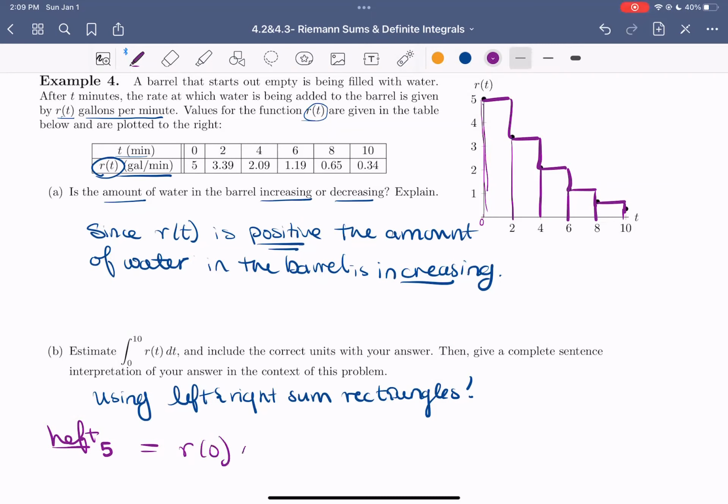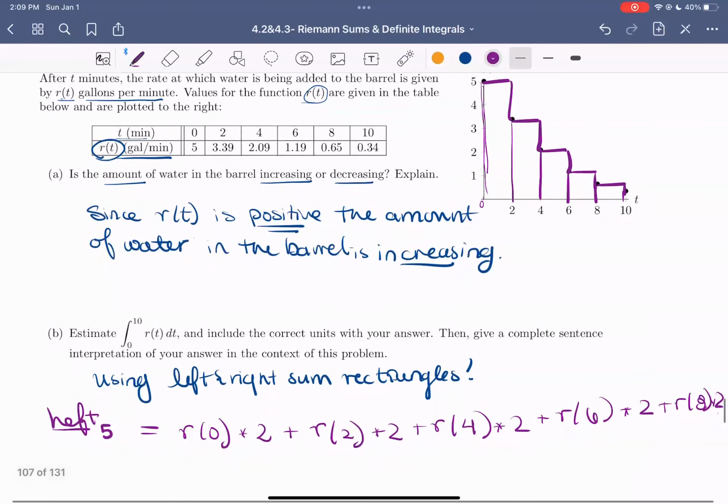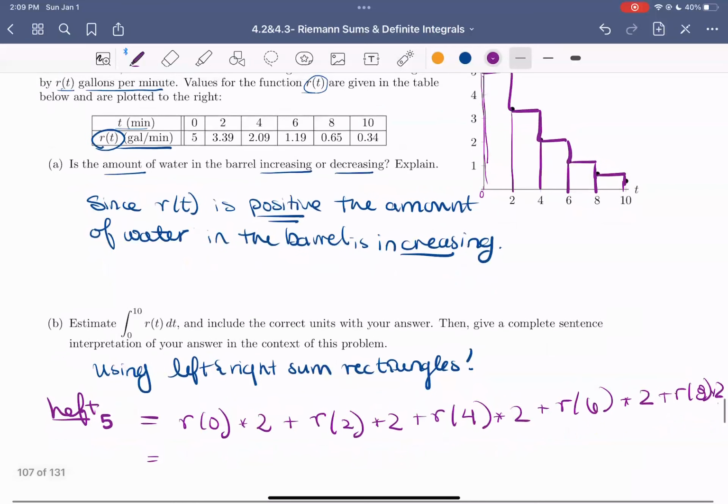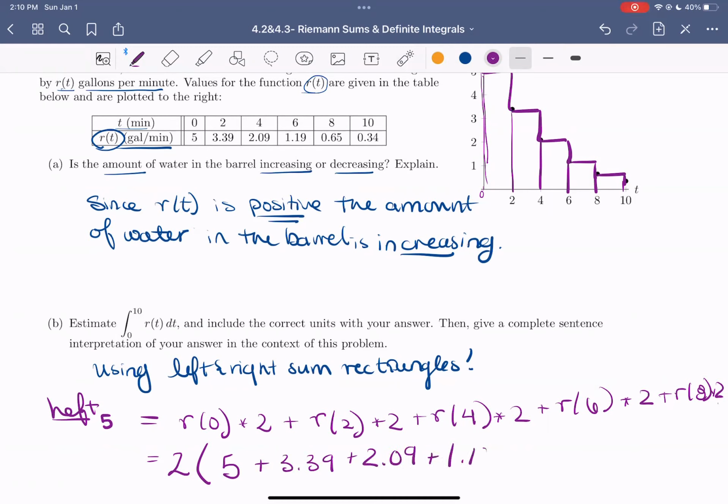R of 0 times a width of 2, plus R of 2 times a width of 2, plus R of 4 times a width of 2, plus R of 6 times a width of 2. And our final rectangle, R of 8 times a width of 2. All right, now using either the graph or these tables of values, we see that this becomes 2, factoring that 2 out, times 5 plus 3.39 plus 2.09 plus 1.19 plus 0.65.